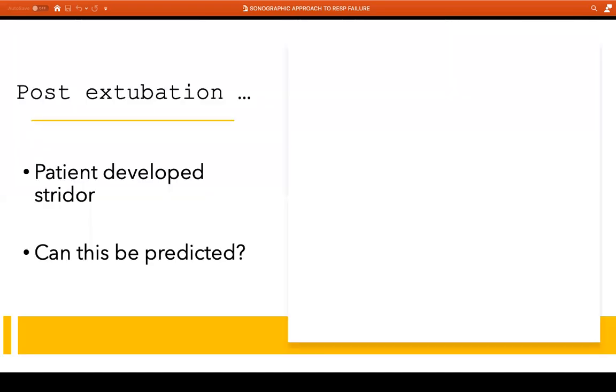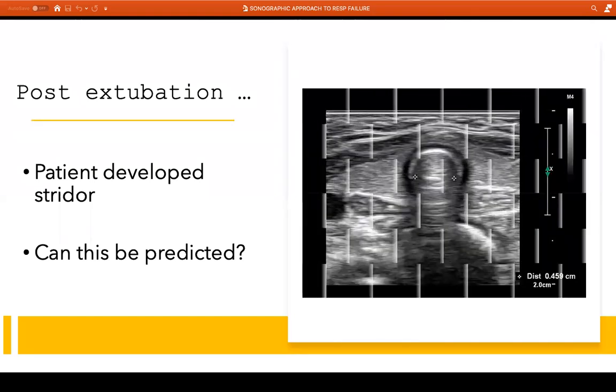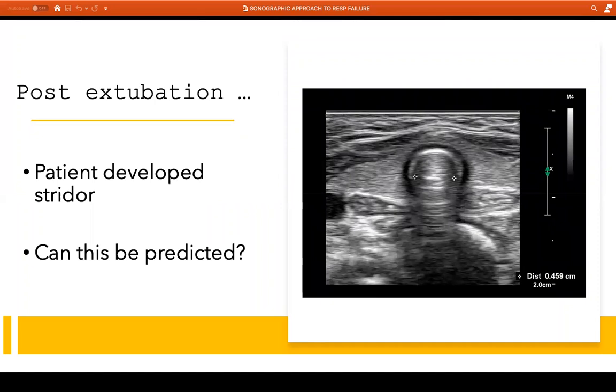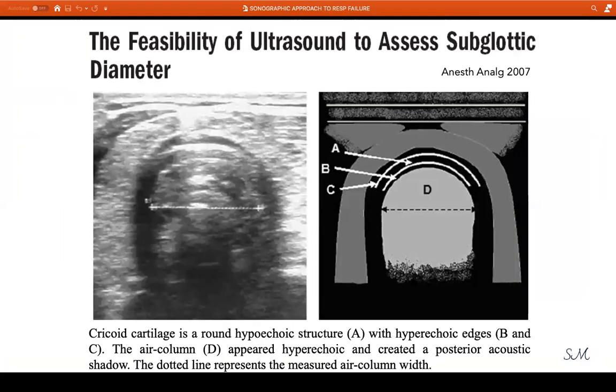Now, post-extubation, the patient developed a stridor. Can this be predicted? We know that with the help of ultrasound pre-intubation, we can anticipate the ideal diameter of the endotracheal tube, which avoids overzealous insertion of a larger size tube leading to airway edema and post-extubation stridor. This is more applicable for a pediatric patient when the margin of safety is very, very less. For adults, this has very limited clinical utility.